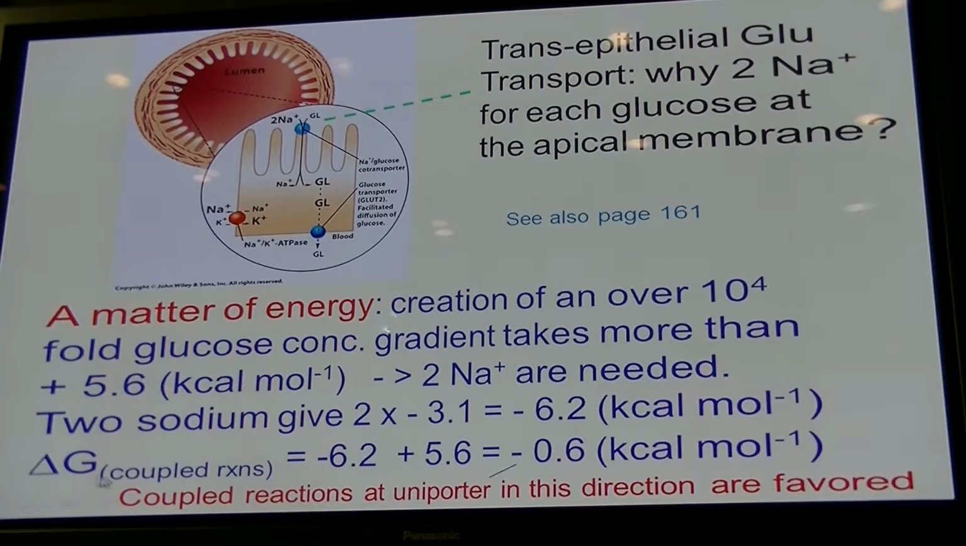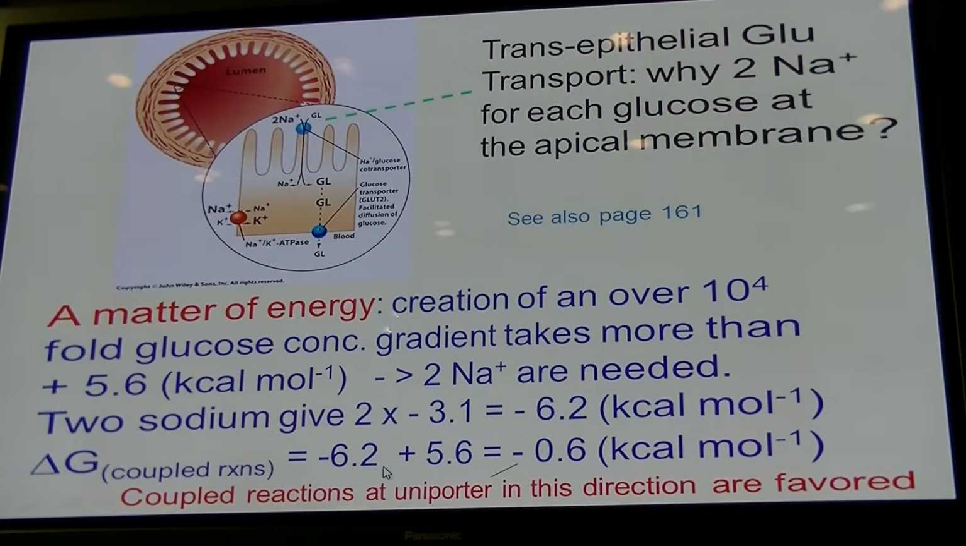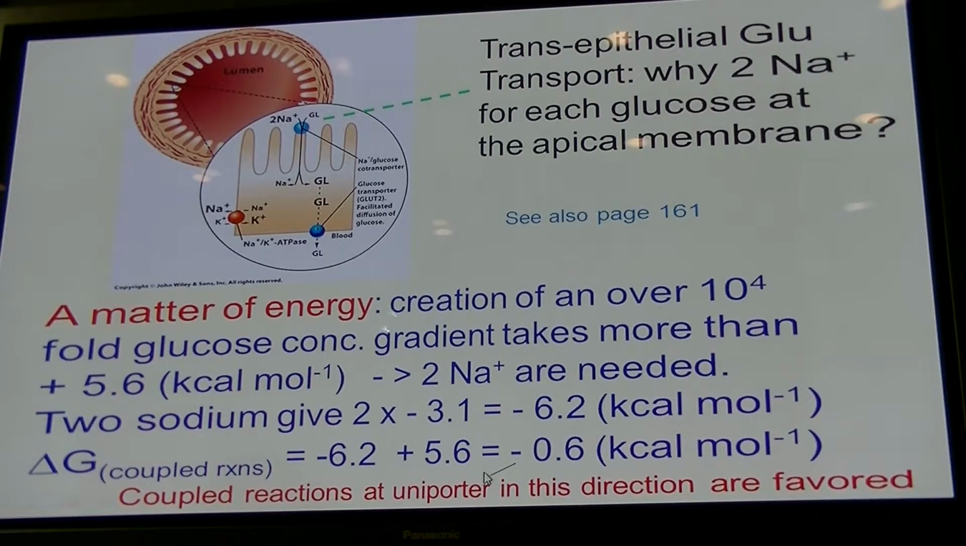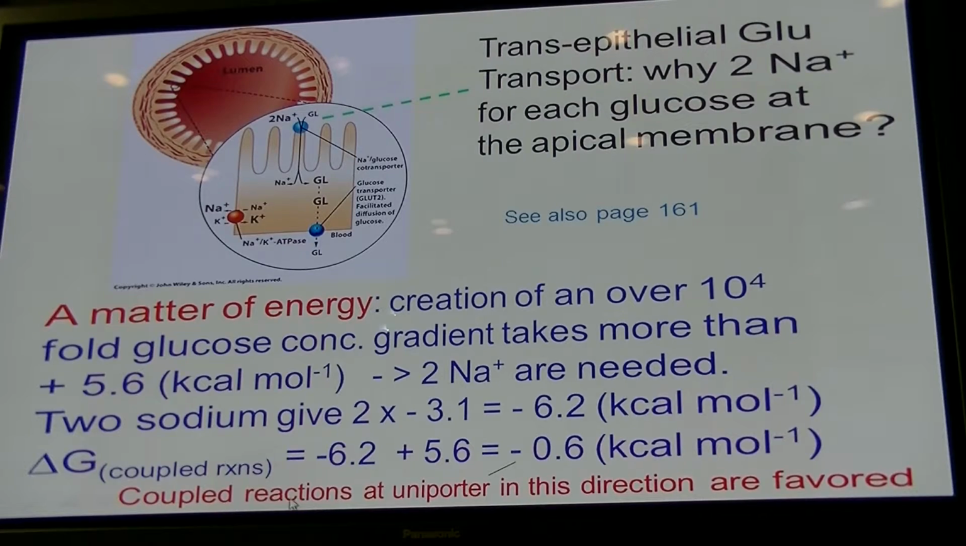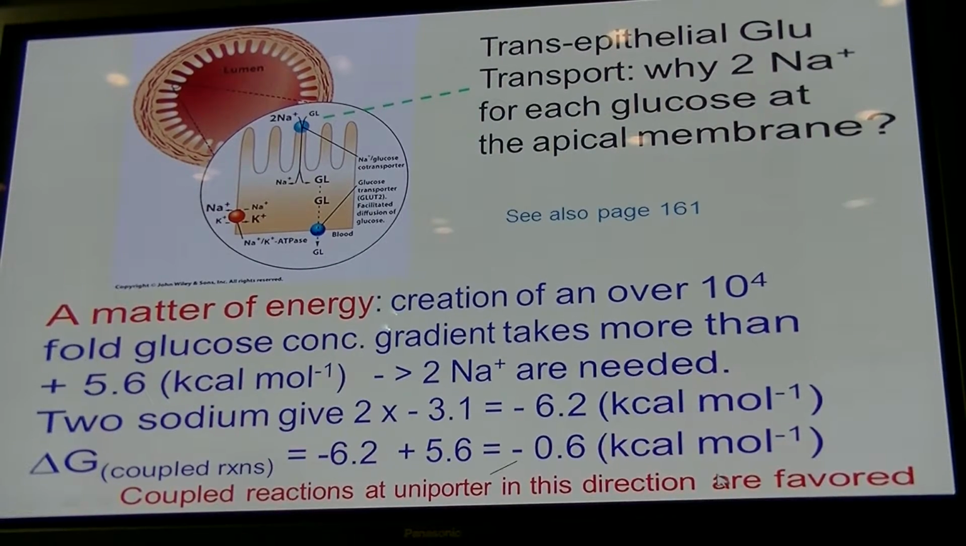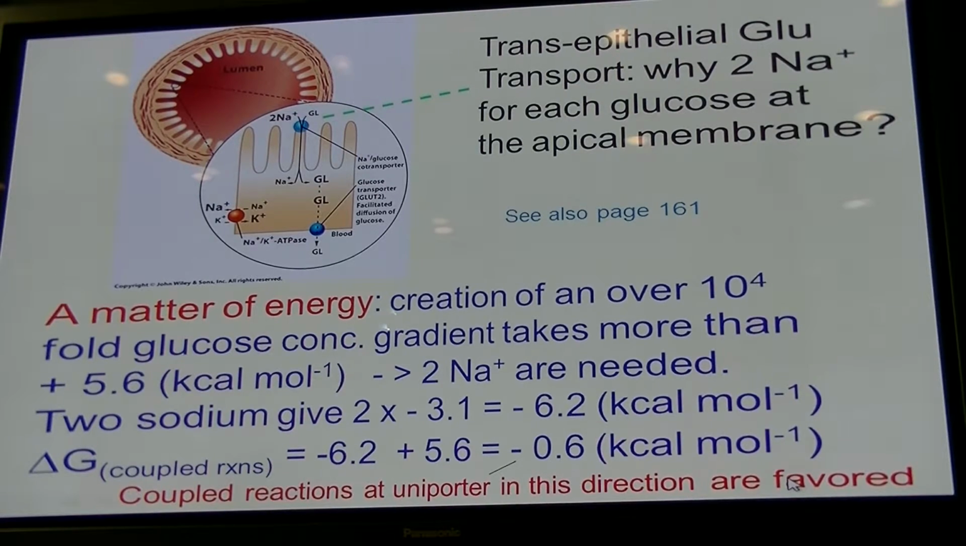And now for the total coupled reactions, if we add it all up, we have negative 6.2 from our sodium, and we need to spend plus 5.6 to get the glucose in to that high concentration. We end up with a negative net delta G, which means it's a favored reaction. It will occur in that direction. So, by coupling the reactions at the uniporter, the overall reaction is favored in the direction that we want.